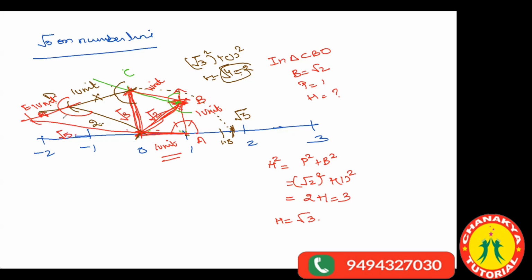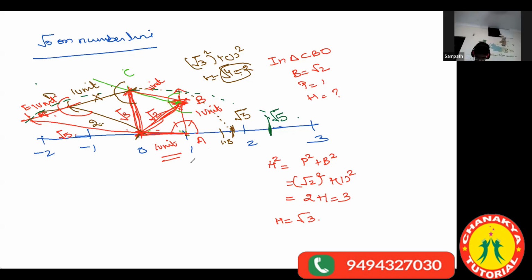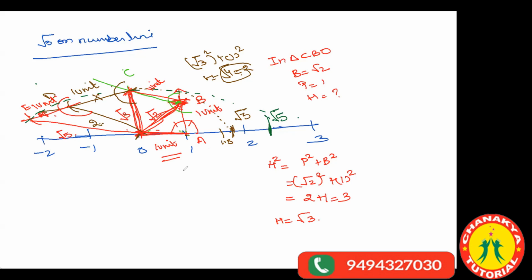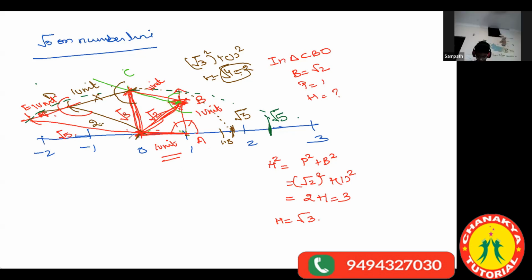Now again take OE distance in your compass and draw an arc like this. And it will intersect between 2 and 3. And this will be root 5. Clear, beta? If in an exam you are asked to draw root 5 on the number line, you will draw like this. Clear? Ma'am, can you again explain?